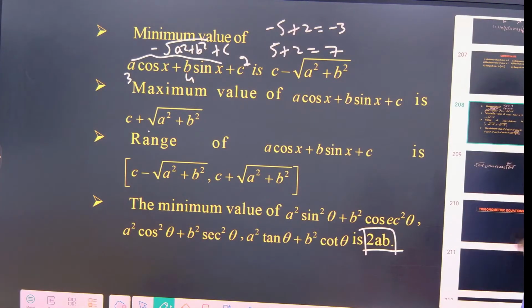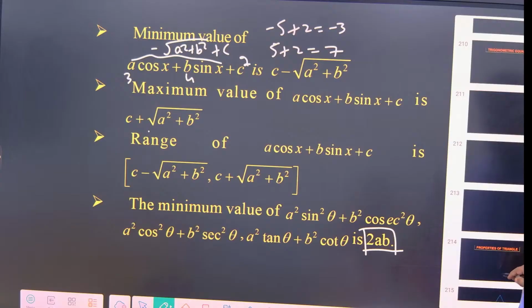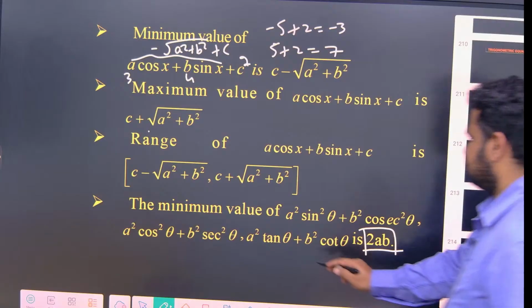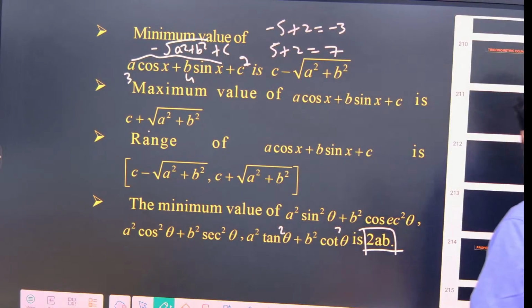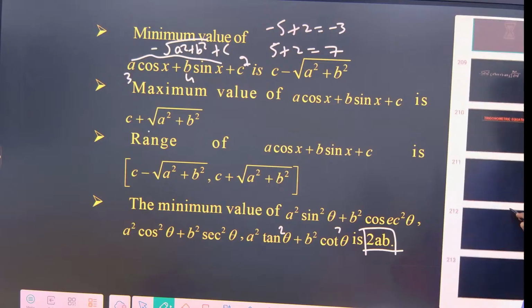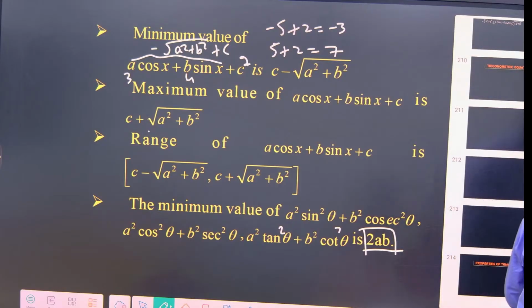So that is tan square theta. Yeah, this should be tan square, cot square. Yeah, going to come soon.